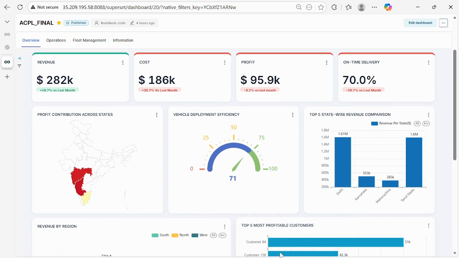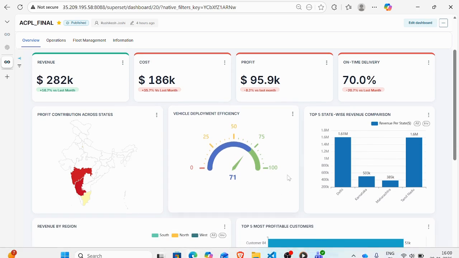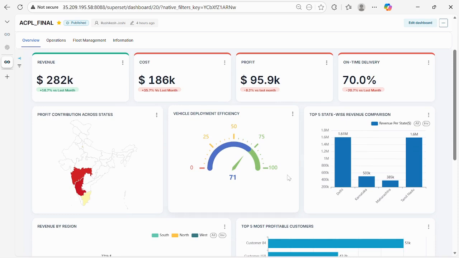The next section focuses on the geographic performance. This map highlights the profit contribution across states, making it easy to identify high performing and underperforming regions. It allows leadership to immediately spot where margins are strong and where corrective action may be required.